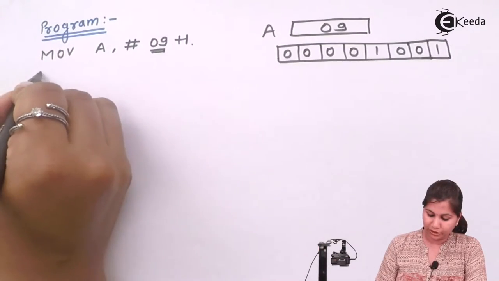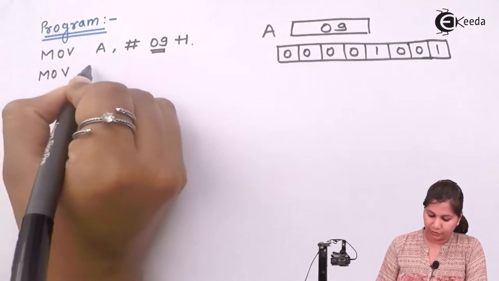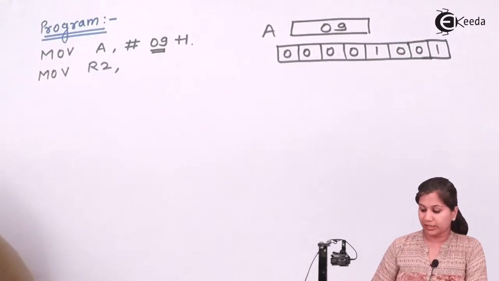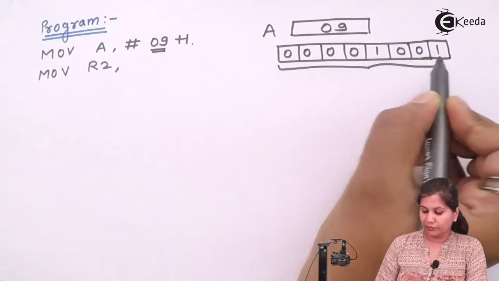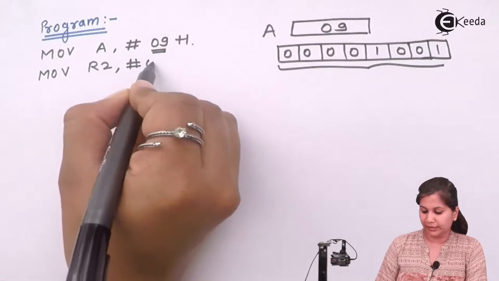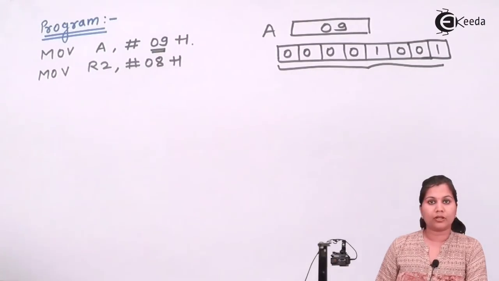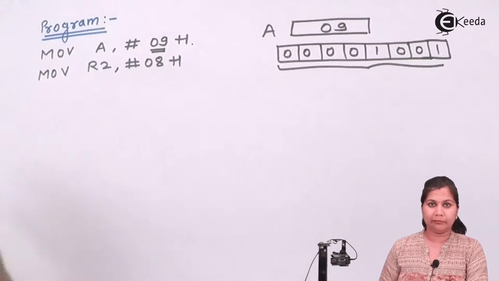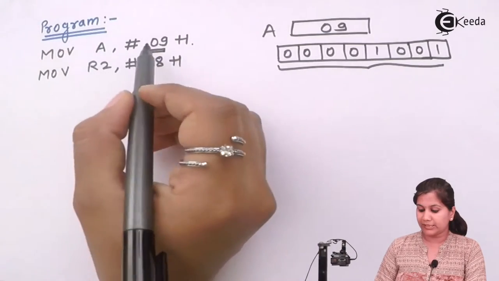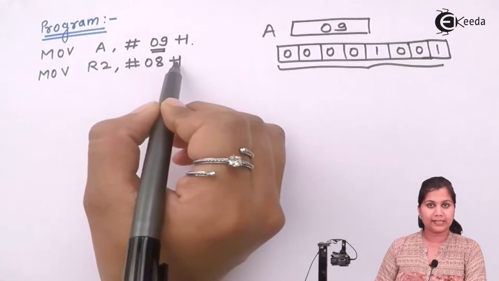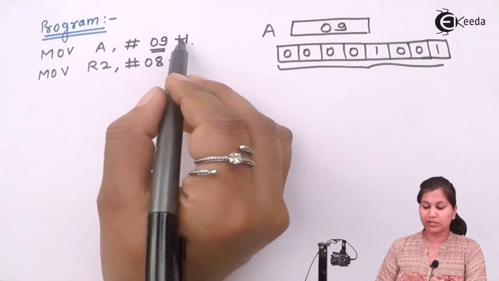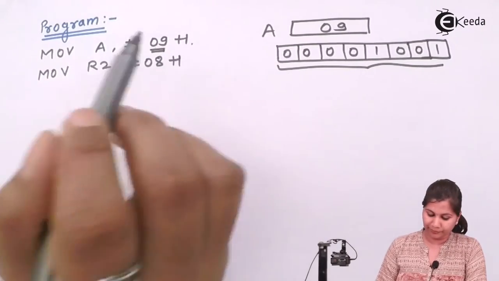After that, we are using a register R2. Because there are 8 bits, we will initialize it with 8, because we have to check all the 8 bits. Now, because these numbers are to be represented in the hexadecimal notation, that is why H is written after it. Okay.